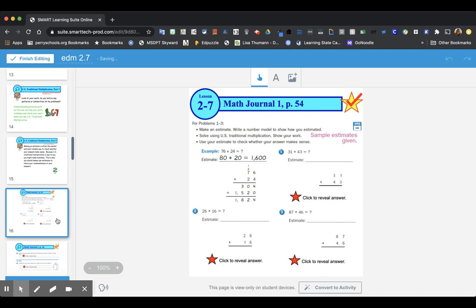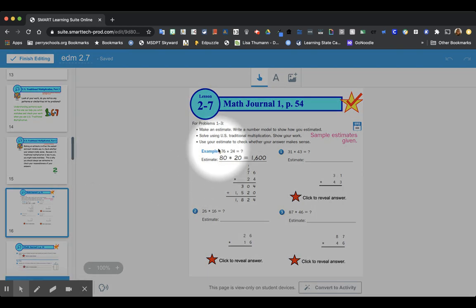Open up your journal to page 54. We're going to take a look at the example. I'm going to do number 1, and then you're going to do the rest of the problems. So looking at number 1, first of all, let's look at our directions. Make an estimate. Write a number model to show how you estimated. Solve using U.S. traditional multiplication. Don't forget to show your work. And use your estimate to check whether your answer makes sense.